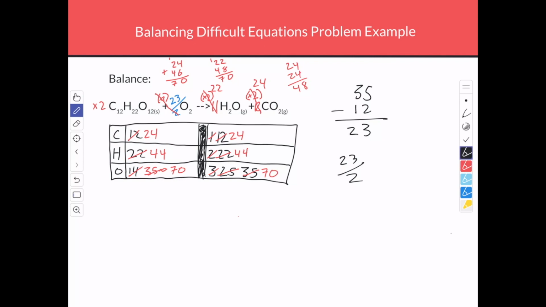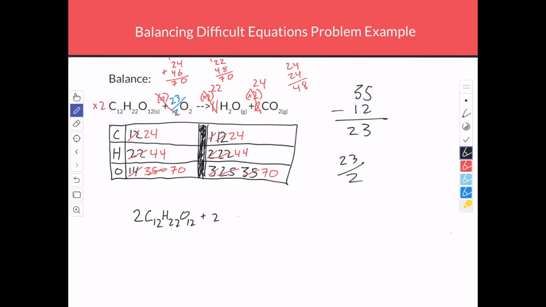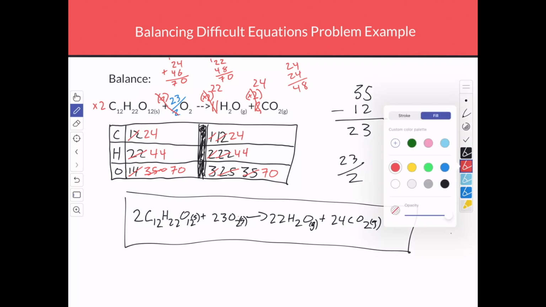So let's write our final balanced equation here. That is 2 C12H22O11, plus 23 O2, makes 22 H2O, plus 24 CO2. This was a solid. This was a gas. This was a liquid. This was a gas. And that is our balanced equation. And we checked it out to make sure it was accurate.